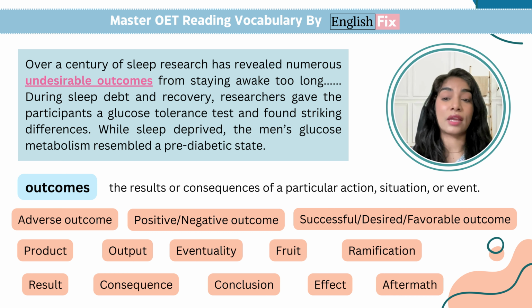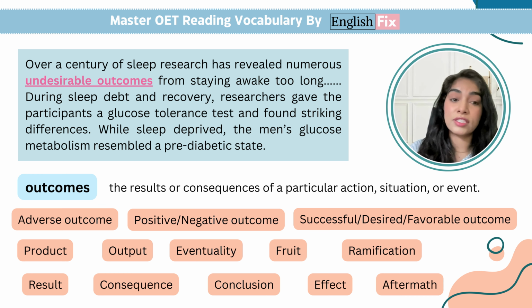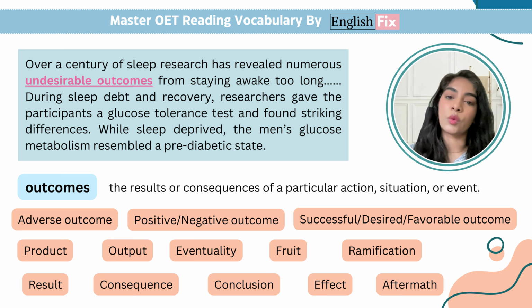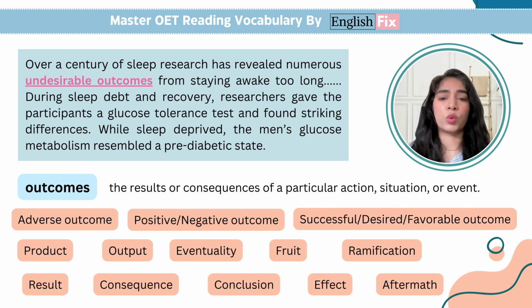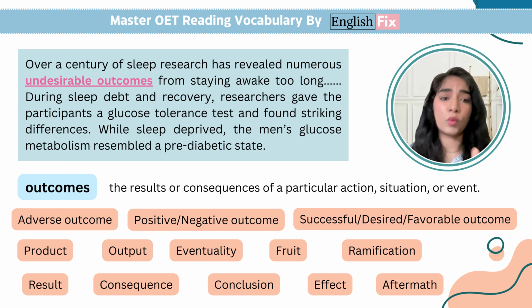Output is another word that can be used. Eventuality, that is going to happen regardless. Fruit of something, because often we hear in Hindi, karm karte jao, fal ki chinta mat karo. So the word fal is literally being used here. Fruit of something, result of something, consequence of something. Ramification is another word for talking about consequences. The aftermath of a situation, it's very common to use it in a negative context when you talk about, for example, the aftermath of world wars.